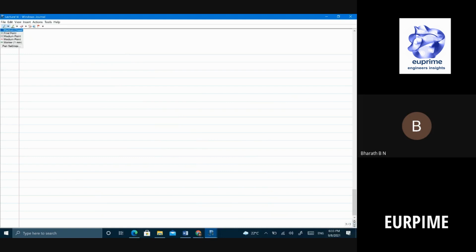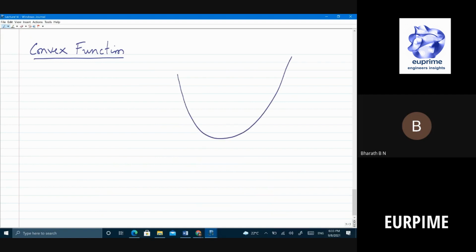Now let's start looking at what are known as convex functions, right? So what are convex functions? How do you define this? Convex functions look like this, right? So you have something like this. This is your convex function. It goes down, and then you have one minimum here, right? Well, not necessarily one minimum. You can also have a bucket kind of a thing, which is also convex.